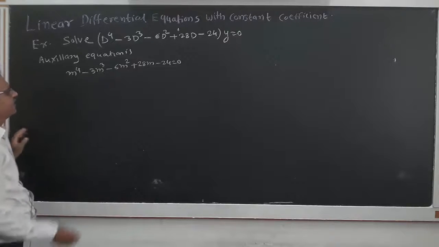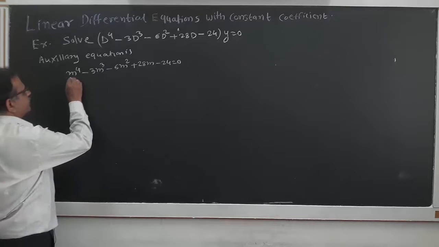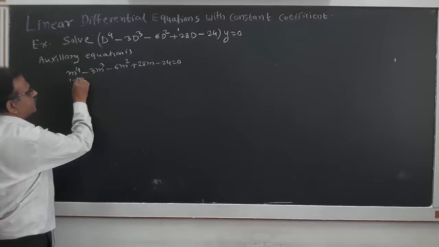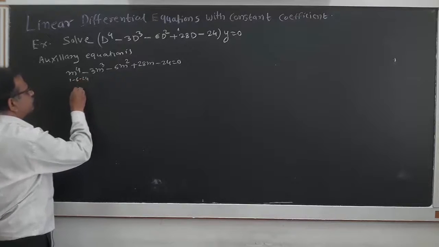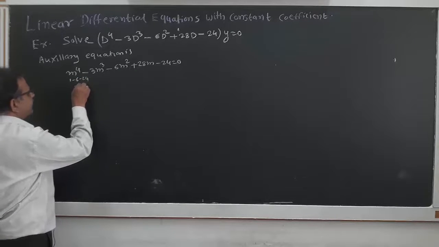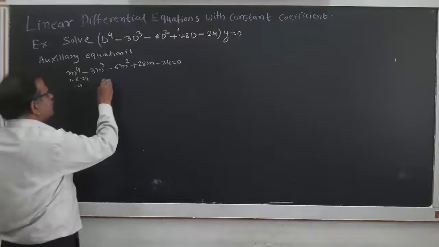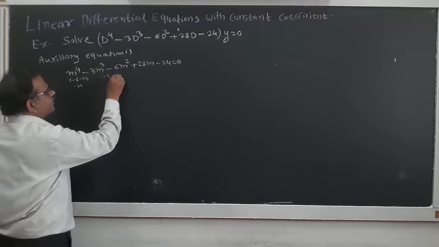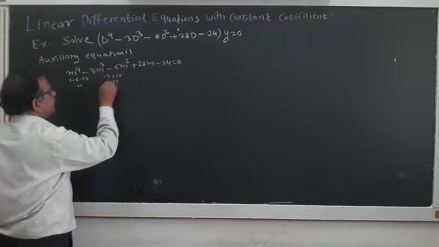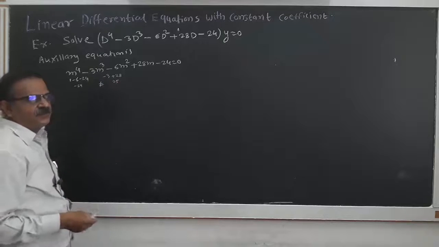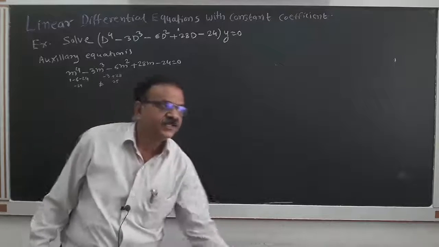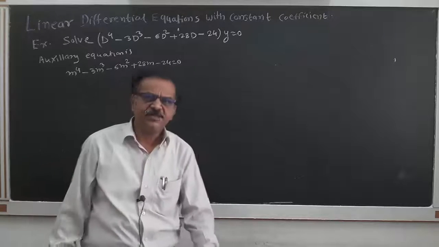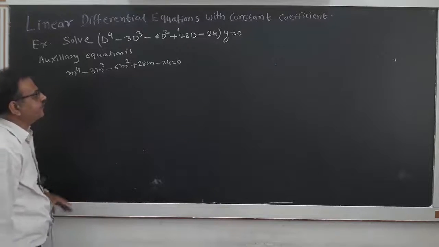Now, we shall add the coefficients of even powers of m, that is 1 − 6 − 24, that is −29, and the coefficients of odd terms, −3 + 28, that is 25. They are not equal. Hence, m = −1 is also not a root. Now, we shall check whether 2 is a root. For that purpose, we shall put m = 2 in this equation.